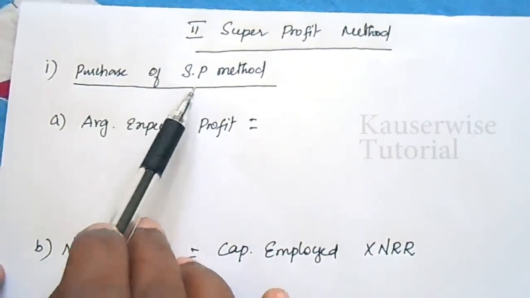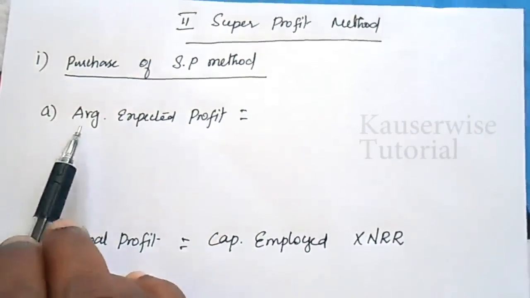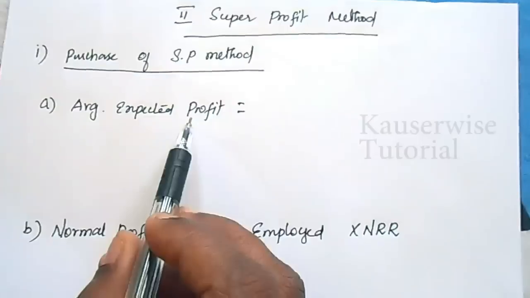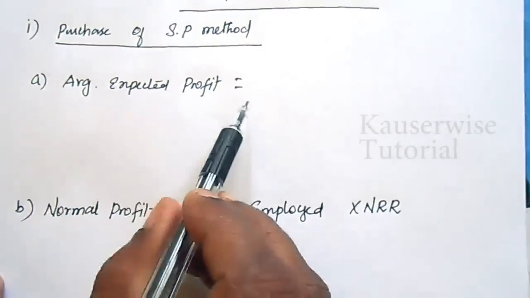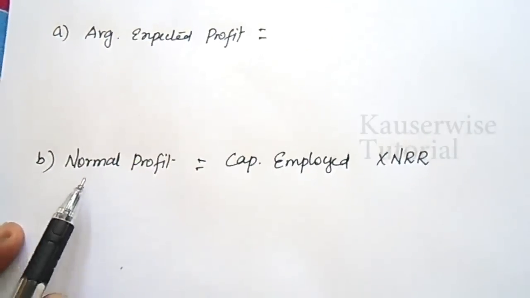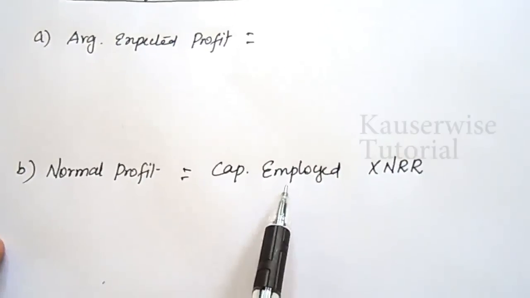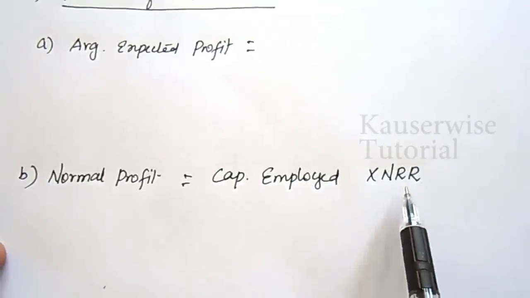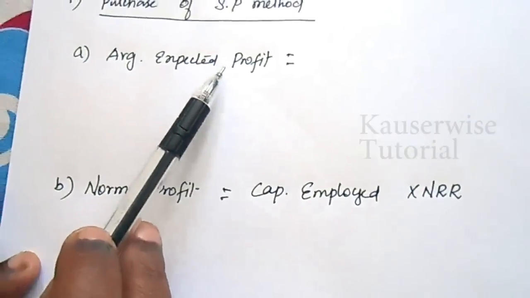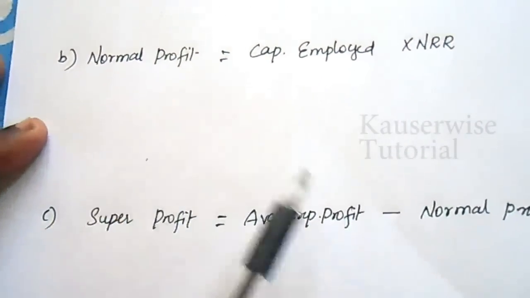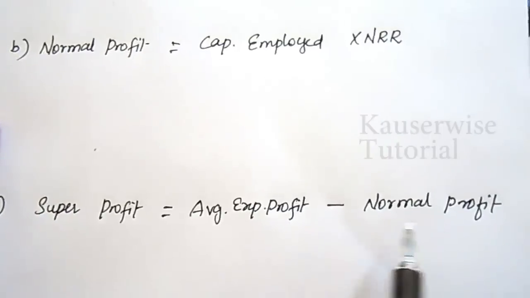According to the purchase of super profit method, in order to find out the goodwill, there are 4 steps. First, you need to find the average expected profit. Just find the total profit divided by number of years, and you will get the average profit. After finding the average profit, the next step is to find the normal profit. The formula for normal profit is capital invested, that is capital employed in the organization, into normal rate of return, that is NRR. You will get normal profit. After finding the average expected profit and normal profit, find the difference, that is super profit. Super profit is equal to average expected profit minus normal profit.